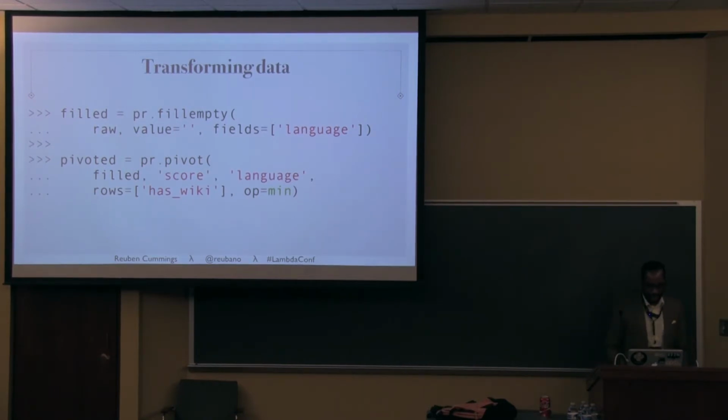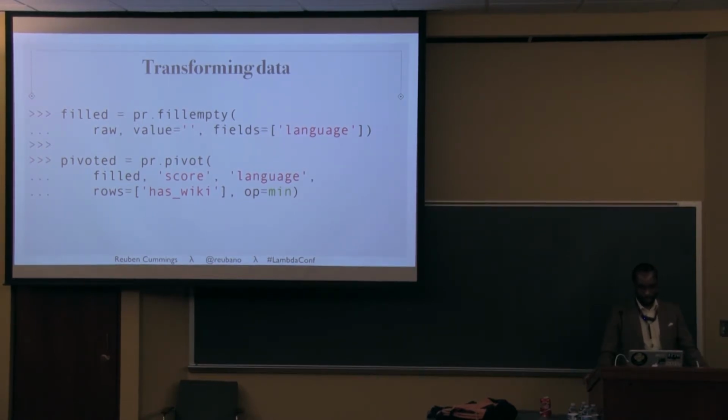Okay, and somebody else was asking, okay, well, if you have messy data, what do you do? So there's another function called FillEmpty. In this case, you give it the iterator, the value that you want to use for empty records, and then the fields that you want to look in.